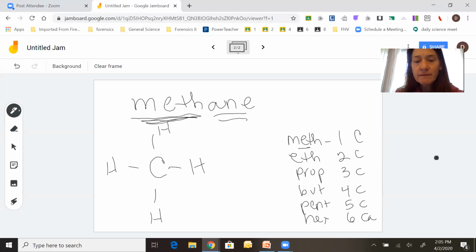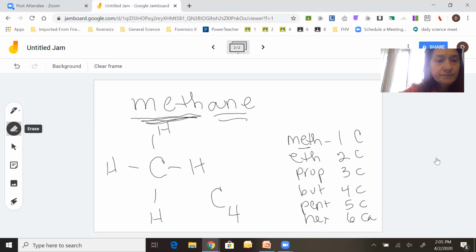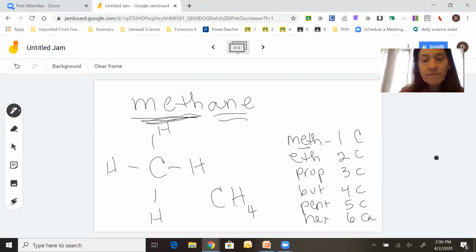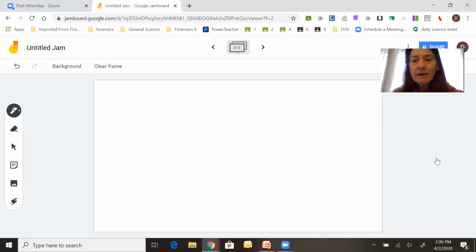Let's do the molecular formula for methane. How many carbons? 1. How many hydrogens? 1, 2, 3, 4. So methane is CH4. That's methane. All single bonded. Okay? Let's go try another one.